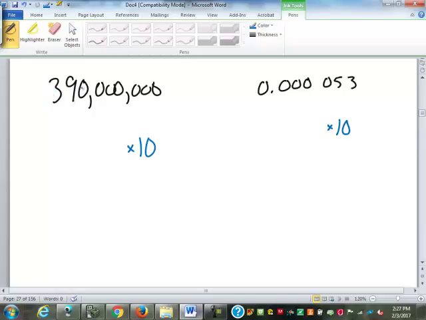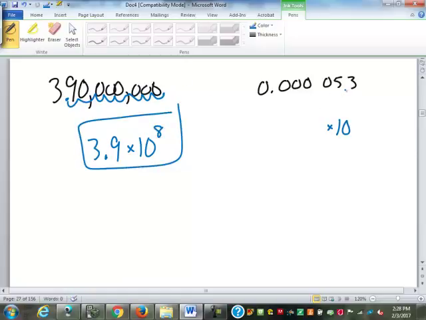So, of course, the 390 million is going to be 3.9. Put the decimal point after the first non-zero digit. Times 10 to what power? The 8th. Good. 1, 2, 3, 4, 5, 6, 7, 8. You are correct. 10 to the 8th.